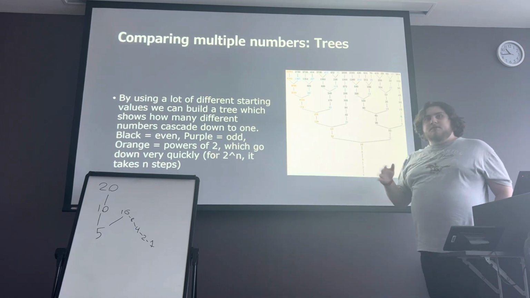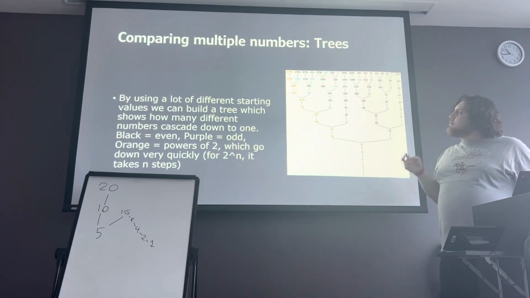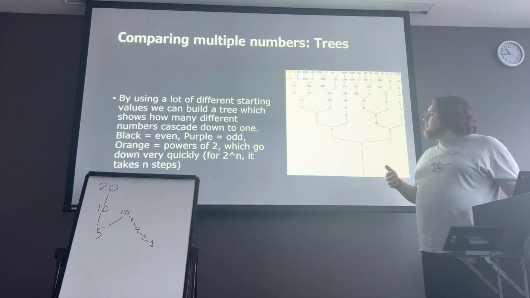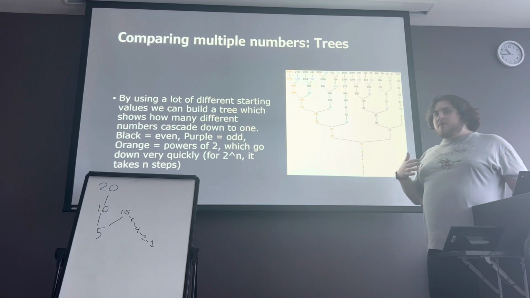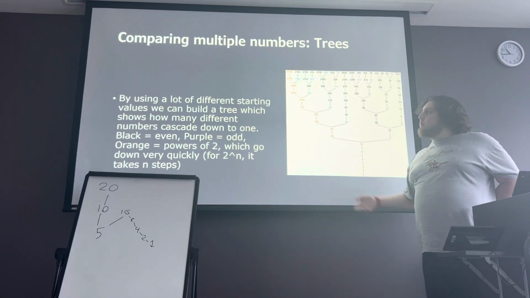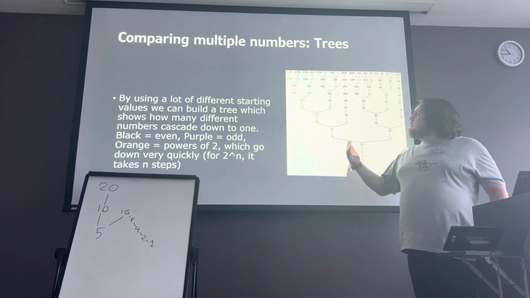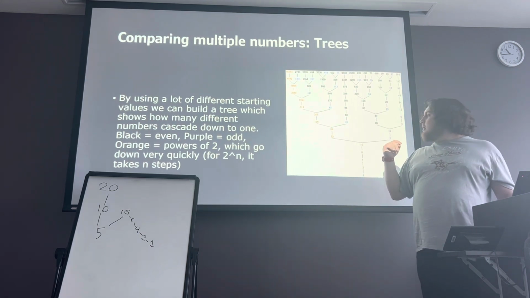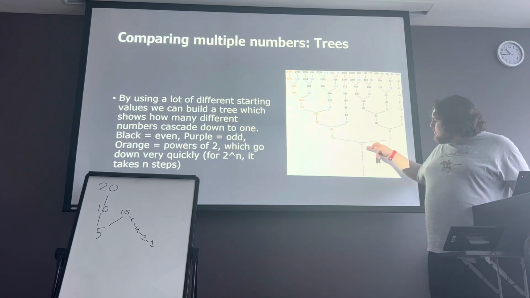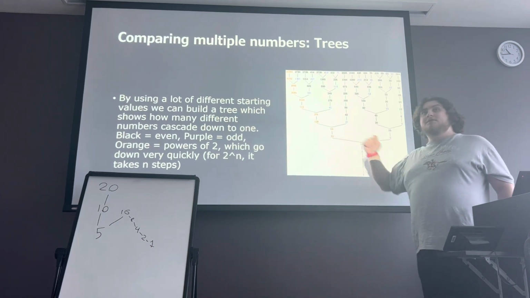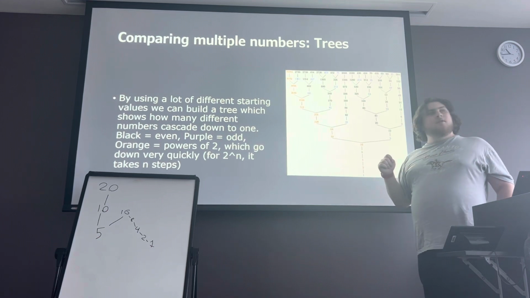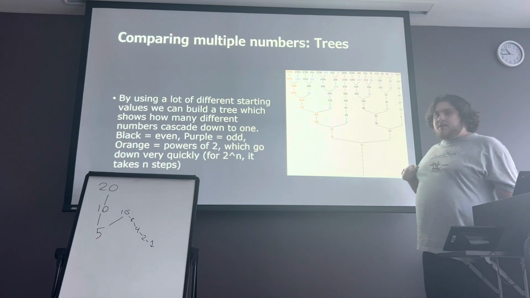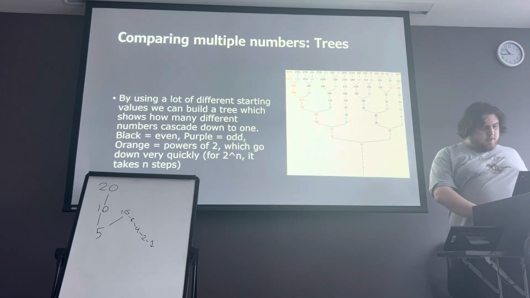And actually, because of the way the rules are, every single power of 2 breaks down in as many steps as the power is. So for 2 to the n, it breaks down in n steps. So like 64, which is 2 to the 6, breaks down in 6 steps. I don't know why I thought it was 1, I'm being silly.